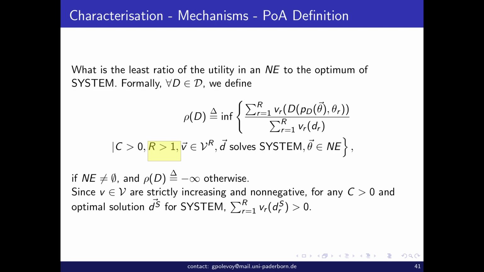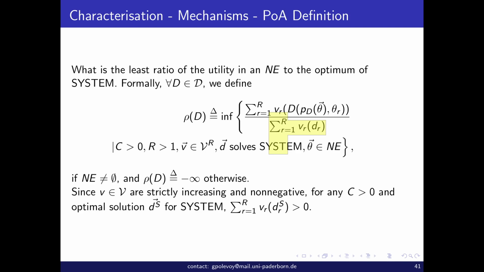What's the worst case? Not only in a given game, what's the worst equilibrium, but we'll see there is actually one. But what's the worst case of all those games? Now, that is defined, of course, only if the Nash equilibrium is not empty. Otherwise, we say it's minus infinity. Now, we need to justify why we may divide by the sum of the valuations in a solution to the system.